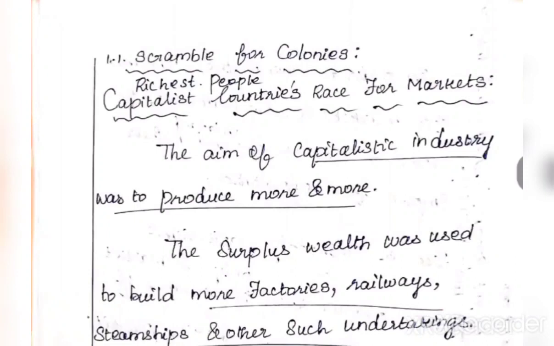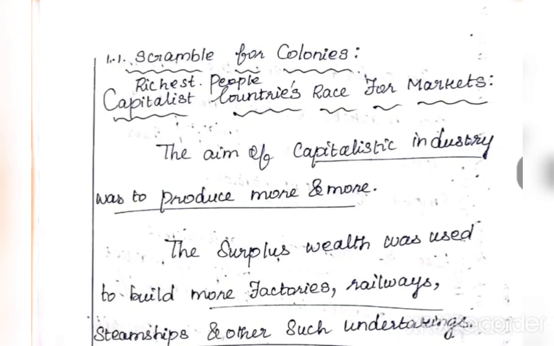Check 1.1, children. Scramble for colonies. What is meant by scramble? Struggle. European countries struggled for colonies. That's why it is given as scramble. Scramble, what is the meaning? Struggle.